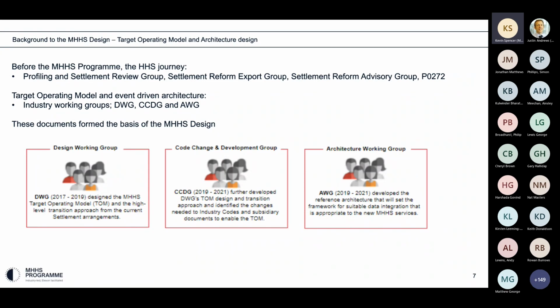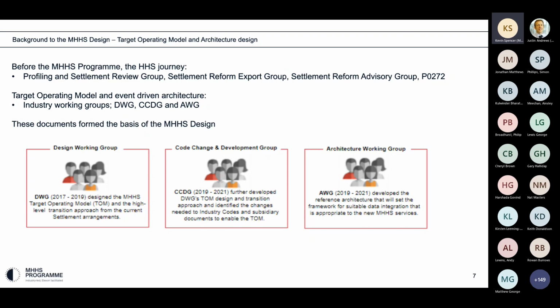The group then went on to do a high-level transition plan, and that was the final deliverable for that working group. Now, while all of this was going on, Ofgem was working in the background on the full business case for settlement reform, and in the interim, they didn't want to lose any pace, so they set up two new working groups. They set up the Code Change and Development Group, and that was tasked with looking at the scope of the code changes required and to develop the detail of the target operating models further.